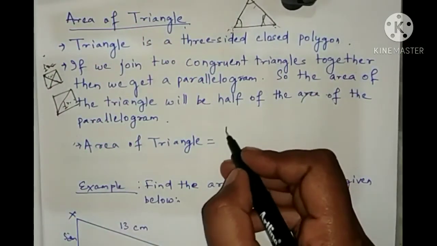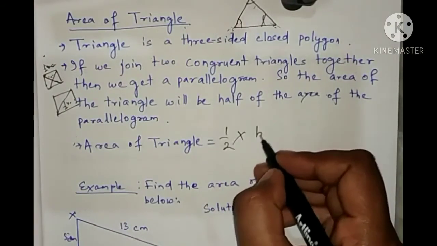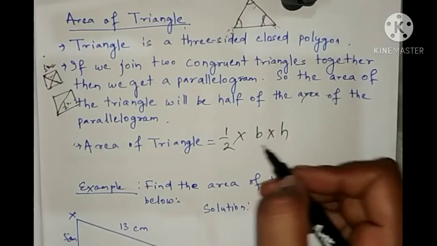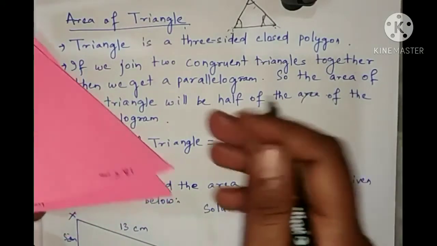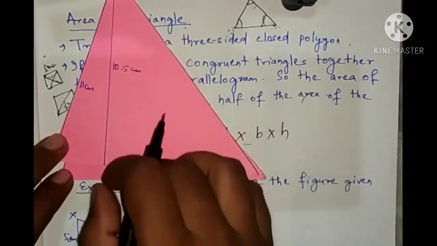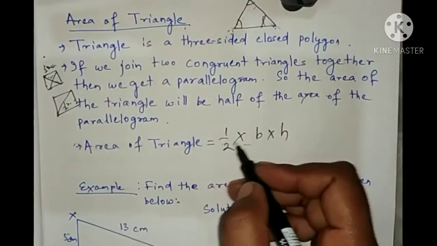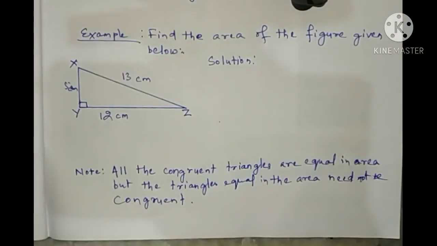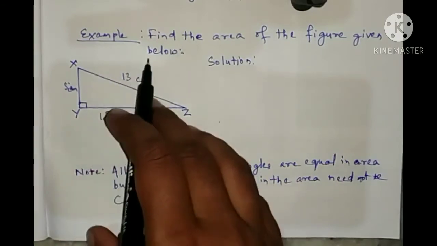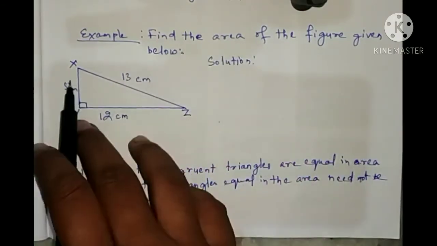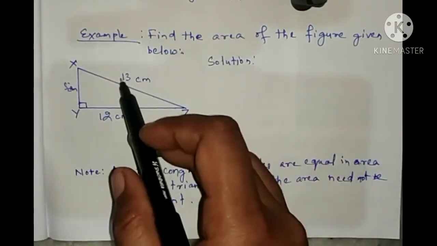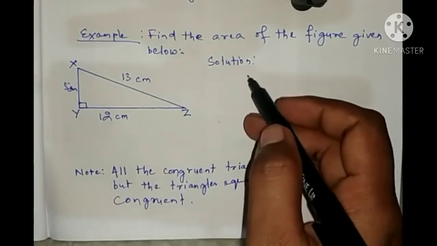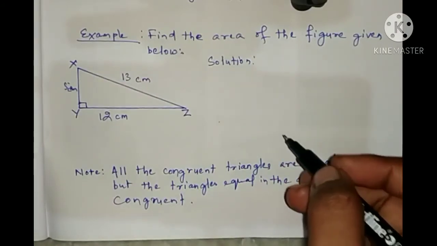So what can we write? Area of triangle equal to half into base into height. So when we have a triangle, when base and height are given, we can find out the area of the triangle: half into base into height. So look at here, an example is given. Find the area of the figure given below. The figure is XYZ, with 13 centimeter, 12 centimeter, and here 5 centimeter. We have to find the area.